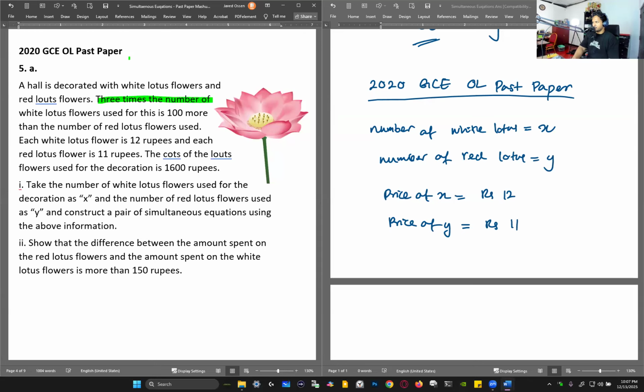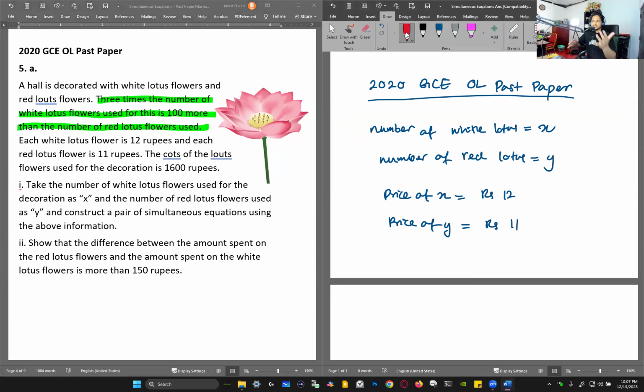3 times the number of white lotus flowers used for this is 100 more than the number of red lotus flowers. This is called a difference. Now, for example, Javed sir is 10 years older than Miss Fatima. Javed sir is 20 kilograms heavier than Miss Fatima. What's your weight, Miss Fatima? Tell us. We can ask you your weight, not age. What was the last number you saw on the scale? 55.